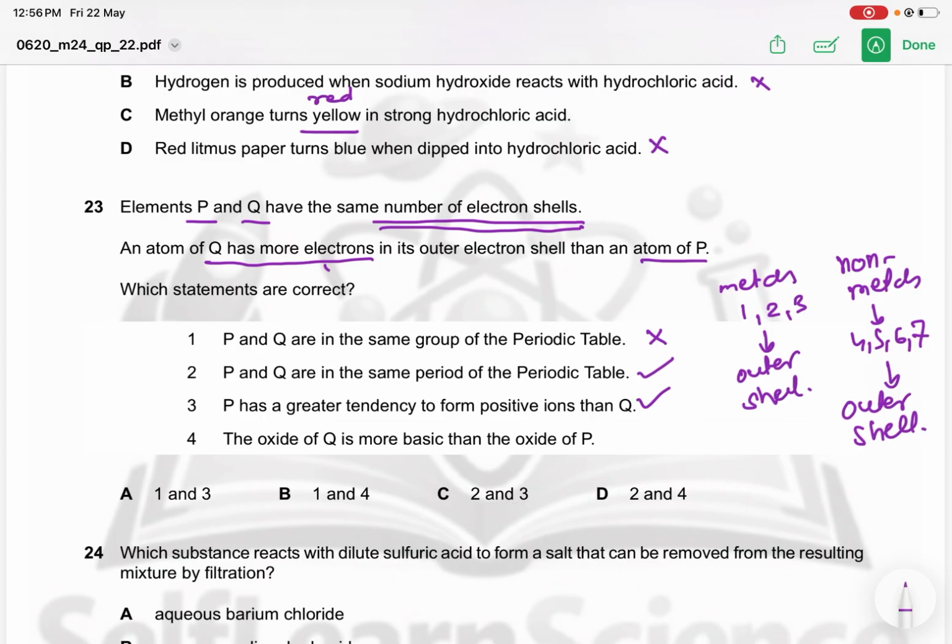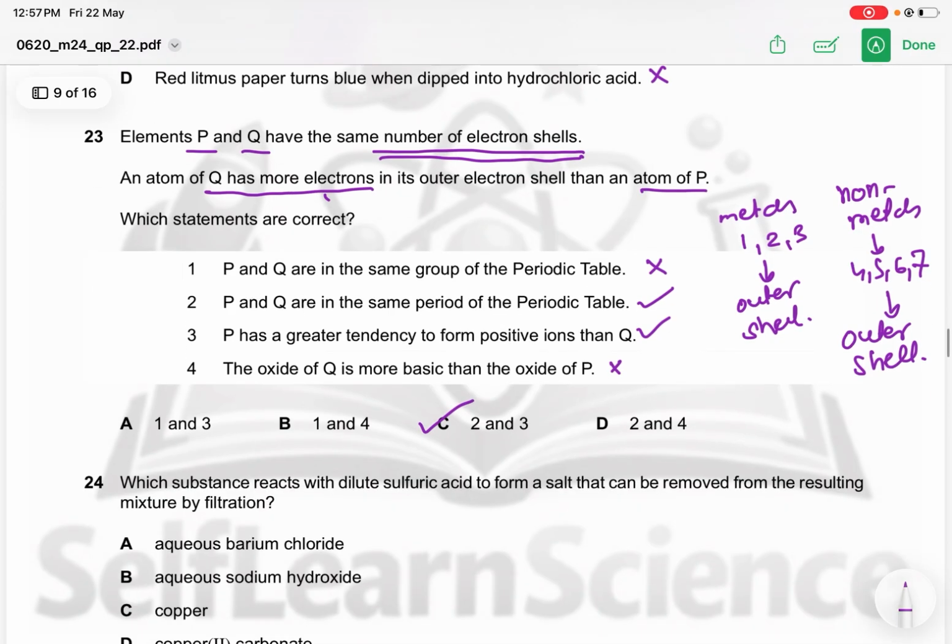The oxide of Q is more basic. That is not possible because if it has more electrons, we can consider it in the non-metal category, and hence it is an acidic oxide. So 1 and 3 are correct. So C is the correct option.